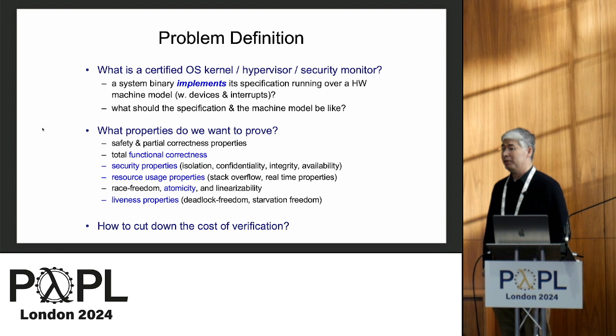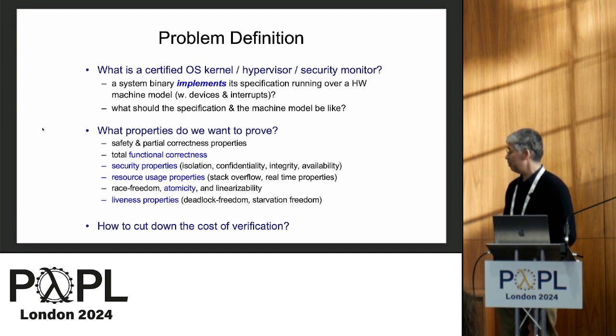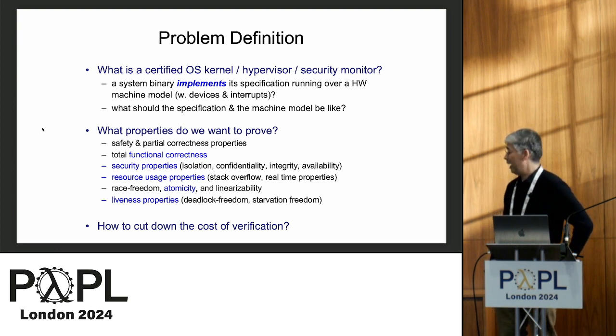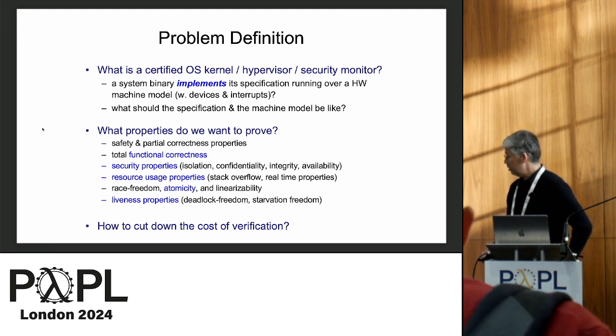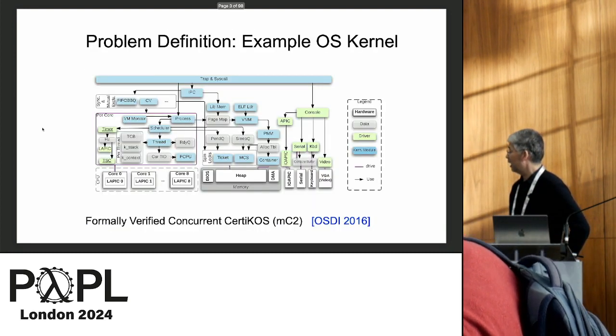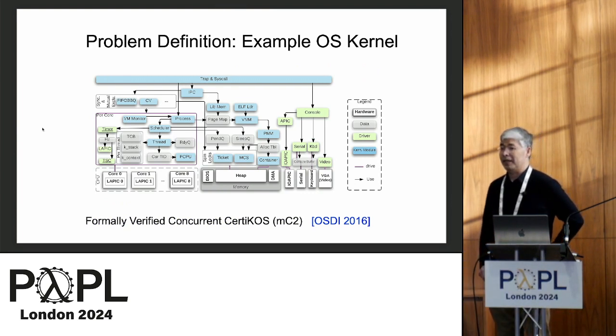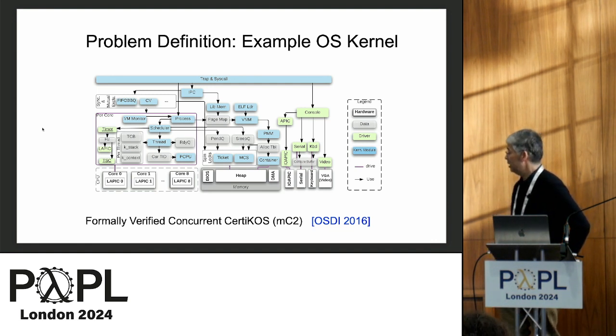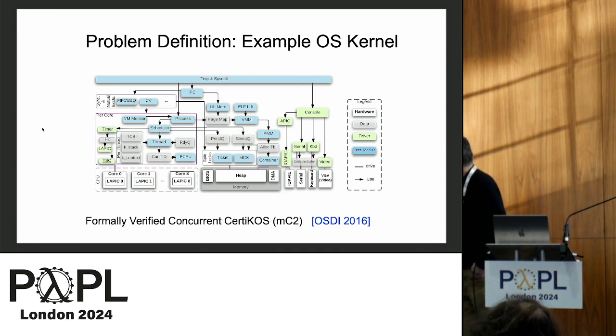And what kind of properties do you want to verify? You want to not only verify the functional correctness, but also security properties, resource usage properties, and sometimes even other liveness properties like deadlock freedom and so on. And you want to cut down the cost of verification, instead of a heroic effort. So the key point is what these machine models might look like, what this software might look like. It's not the same as the traditional lambda calculus, or not even a programming language that you often see.